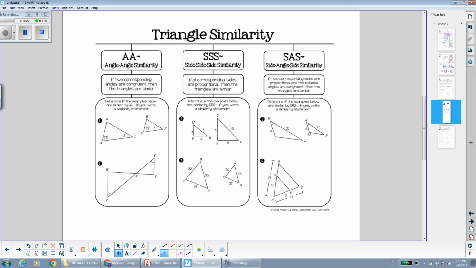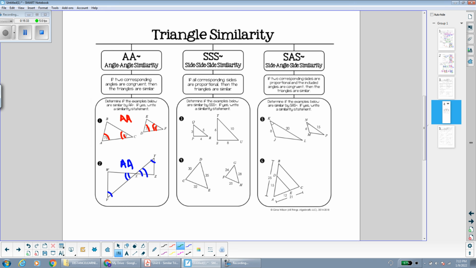So number one, it says determine if the examples below are similar by AA. If yes, write a similarity statement. So I see here there are two pairs of congruent corresponding angles. So they definitely are similar by AA. In the second example, we have one pair and also we have congruent vertical angles. So we do have two triangles that are similar by AA.